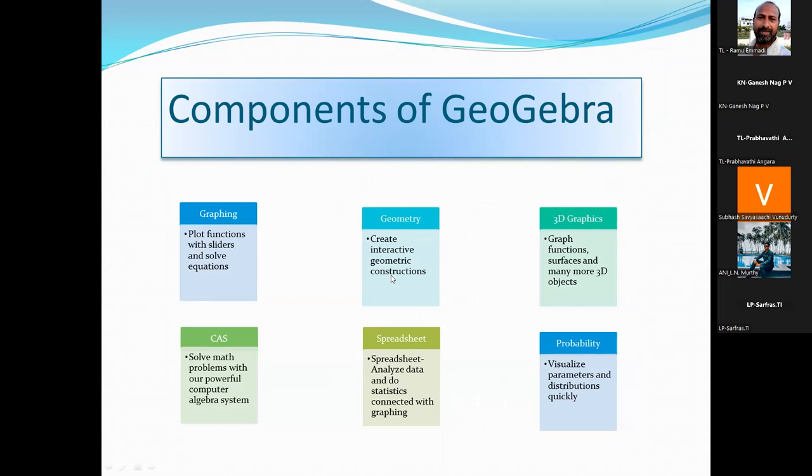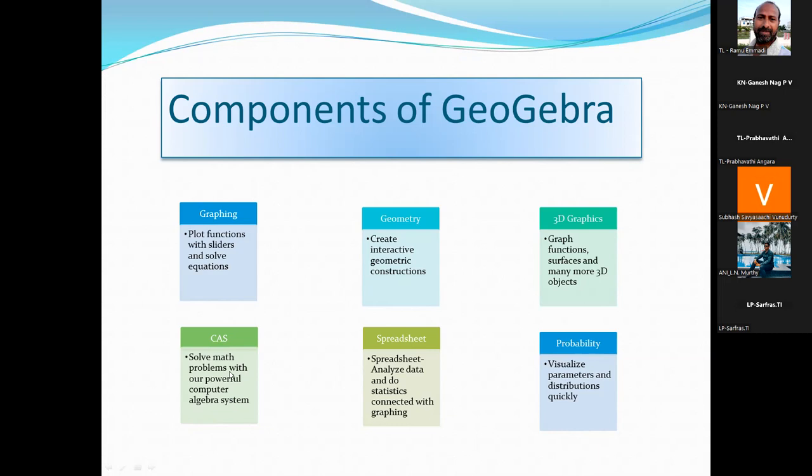So what are the components of GeoGebra? First component is graphing. You can plot various functions with sliders, and you can also solve equations. Second component is geometry. You can create interactive geometry constructions, and you can use these constructions for exploring various properties. Third is 3D graphics. You can plot graphs, create your functions, create the plane surface and the 3D surface, and you can also explain the 3D objects.